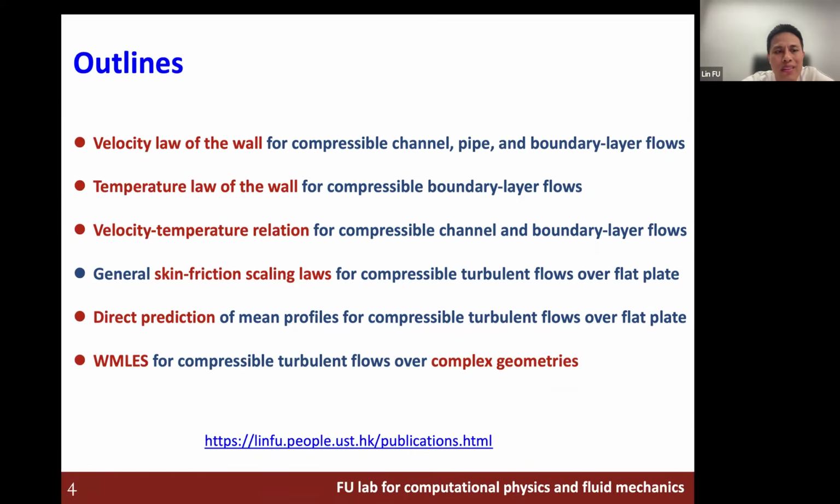So today I'm going to tell a few stories, 6 short stories. I want to convince you that by doing fundamental research, we are able to deliver a useful prediction and modeling tool for compressible turbulent flow over complex geometries with industry applications. If you want to check the details, you are more than welcome to visit my website. We list most of the work that has been published in JFM, PNAS, Physical Review Fluids, etc. You are welcome to check the detailed formulas.